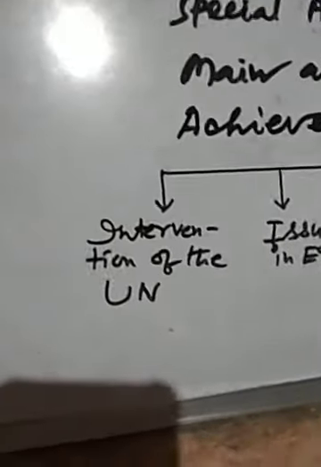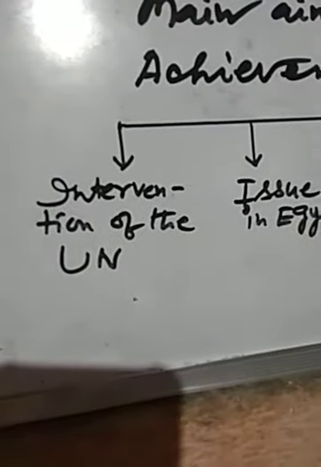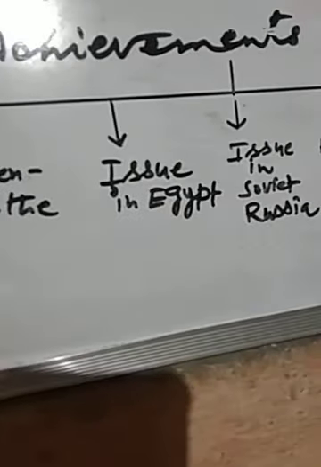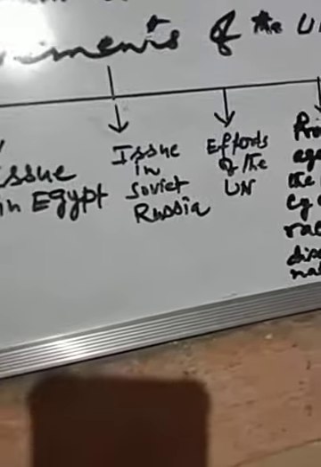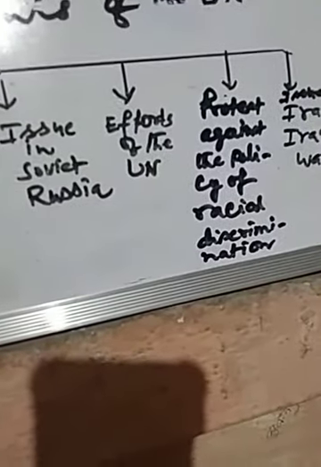Some achievements are there. I have done a sketch of it. Number 1, intervention of the United Nations. Second, issue in Egypt. Third, issue in Soviet Russia. Fourth, efforts of the United Nations. Fifth, protest against the policy of racial discrimination. And last one, issue of Iran and Iraq war.